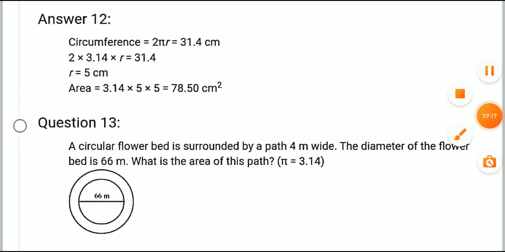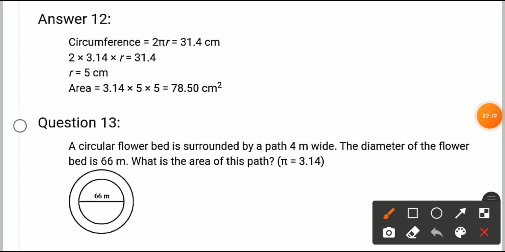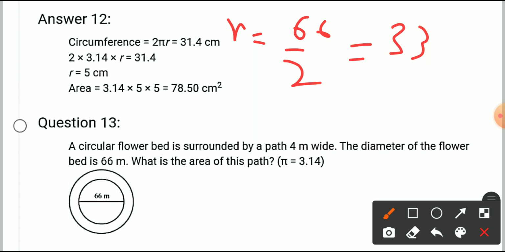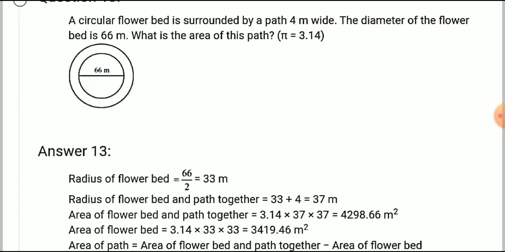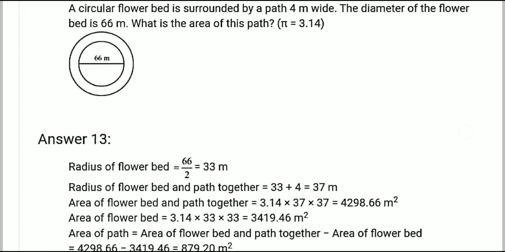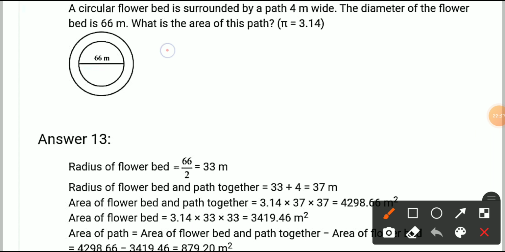Okay. So the area enclosed by the outer ring is, first you need to calculate the radius of the inner circle. So radius equals diameter upon 2. 66 upon 2 equals 33 is the radius of the inner ring. So what is the radius of the outer ring? 33. And what is the width of the road? It is given 4 meter. So we will add 4. So 37 meter is the radius of the outer ring. Okay. Now subtract the area. How do you have to do it? Take 3.14 common.